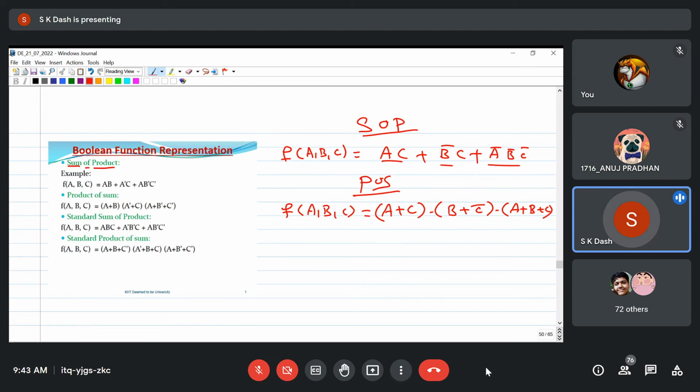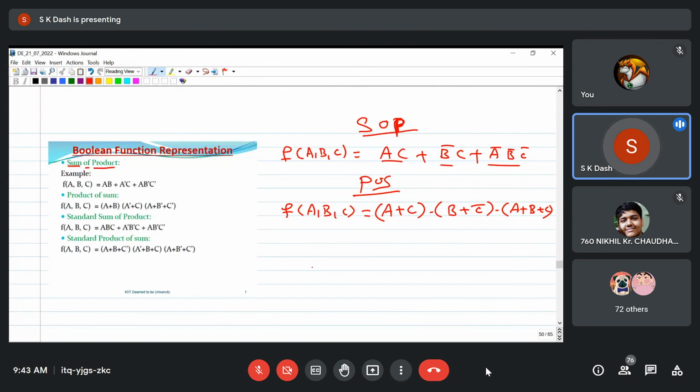As the name suggests, from the name you will get an idea. Sum of product means product terms will be multiplied... sorry, added. Product of sum means sum terms will be multiplied. In SOP, product terms will be added. In POS, sum terms will be multiplied. First of all, make these two points clear, SOP and POS. So if I write like this, suppose A B bar plus A bar C.